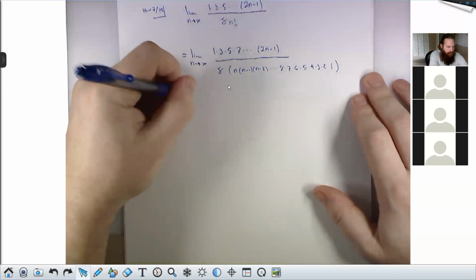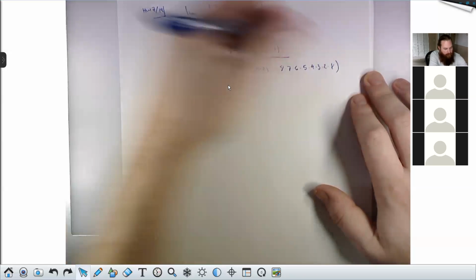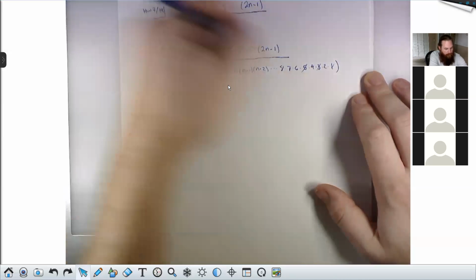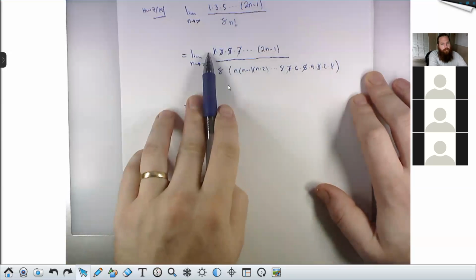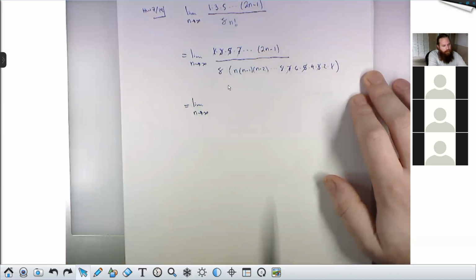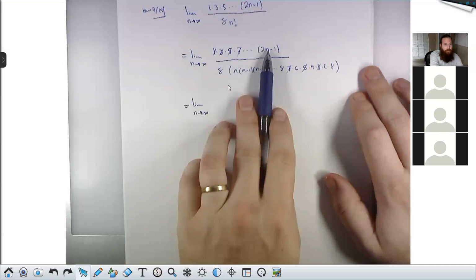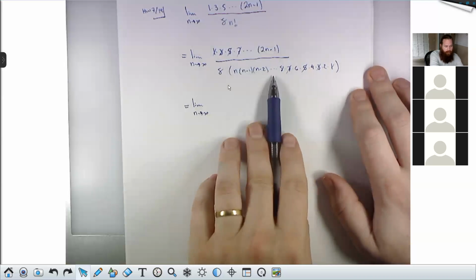There will be some cancellation. The 1s cancel, the 3s cancel, the 5s cancel, the 7s cancel. The numerator only has odd things. The denominator has odd and even things. So the question is, what cancels and what survives? It's not entirely obvious. 2n minus 1 is bigger than n. So there is stuff in the numerator that survives this cancellation process. But there's going to be more stuff downstairs that survives.